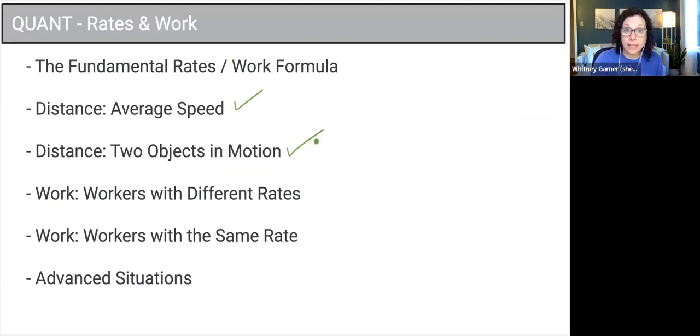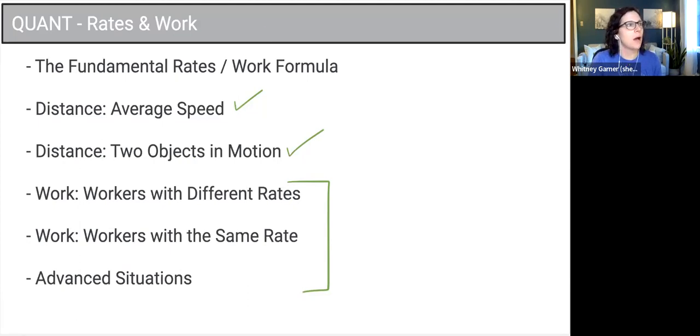And then tonight, we'll look a little bit at the basic work formula again in a slightly more complex scenario than we saw last time. And then we will start to talk about work, where we have different rates, where we have the same rates. We'll also look at a couple of advanced situations, both in work. But also we're going to carry one of our lessons from work back into our distance question. So we'll be re-looking at a distance question or two that we saw last time, but we'll be solving them in a slightly different way. So let's do this thing.